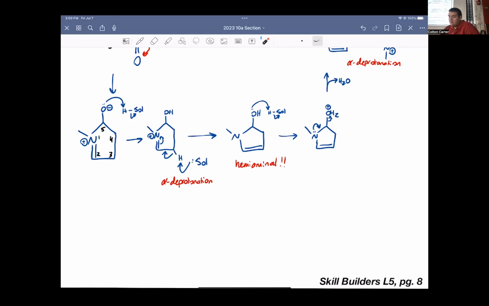So if you had this amide and you erase it, now it's a secondary amine. But if you had this amide and you erase it, now it's a tertiary. Or if you had NH2, now it's a primary. Cool.